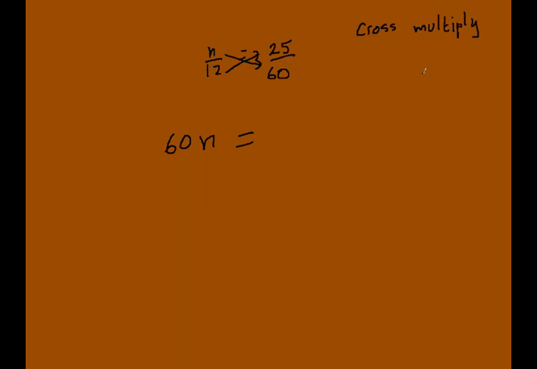12 times 25, you can go on the side and do 12 times 25. 2 times 5 is 10, carry a 1, 2 times 2 is 4, plus 1 is 5. We don't usually write here, so 1 times 5 is 5, 1 times 2 is 2. 0, 5 plus 5 is 10, carry a 1, 1 plus 2 is 3, so it's 300.